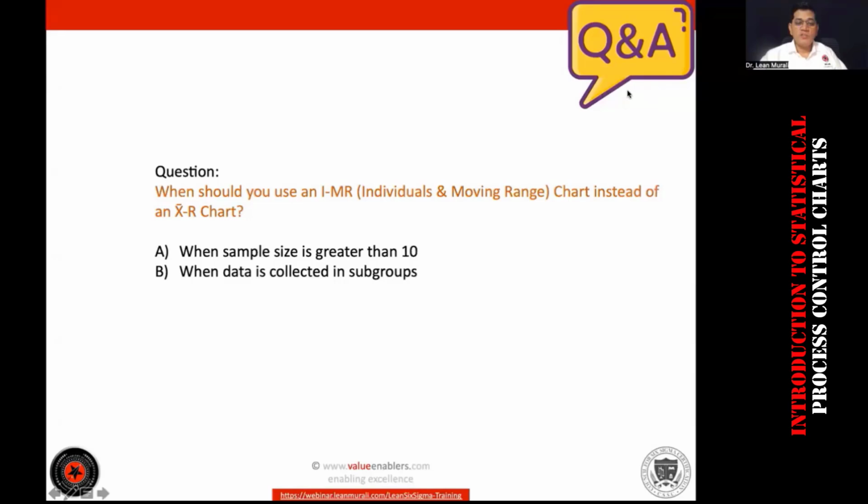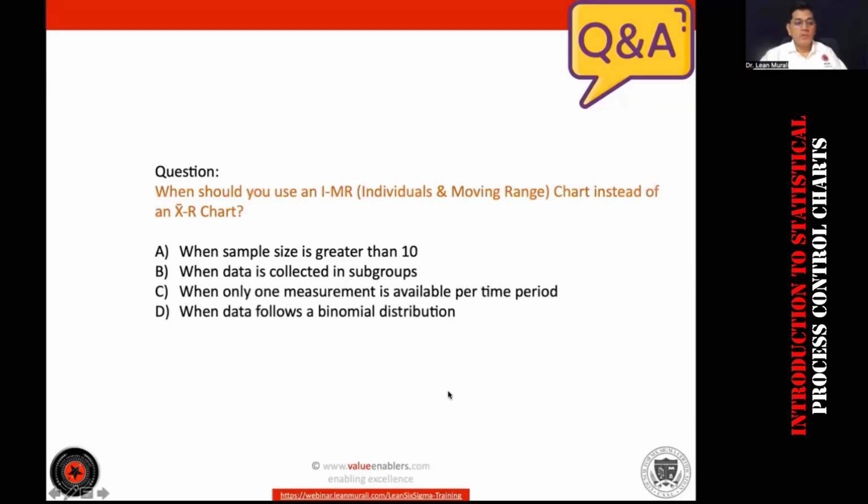When the sample size is greater than 10, when the data collected is in subgroups, when only one measurement is available for the period. Okay, let's see what is the right answer. When only one measurement is available per time period. Okay, fantastic. Thank you very much.